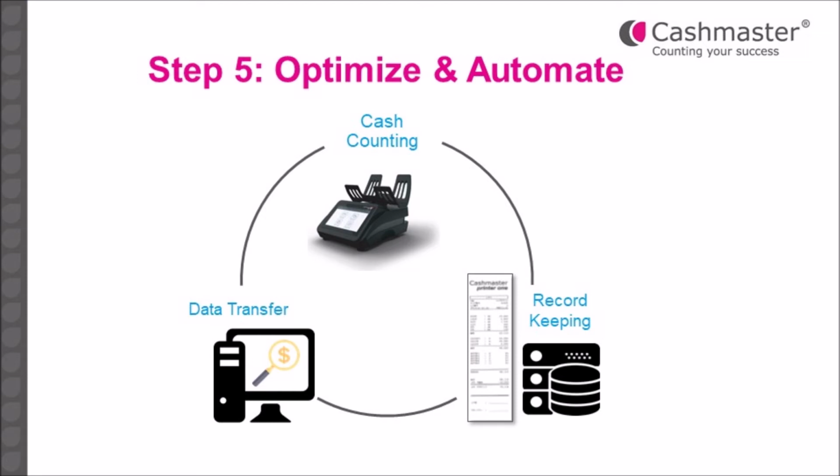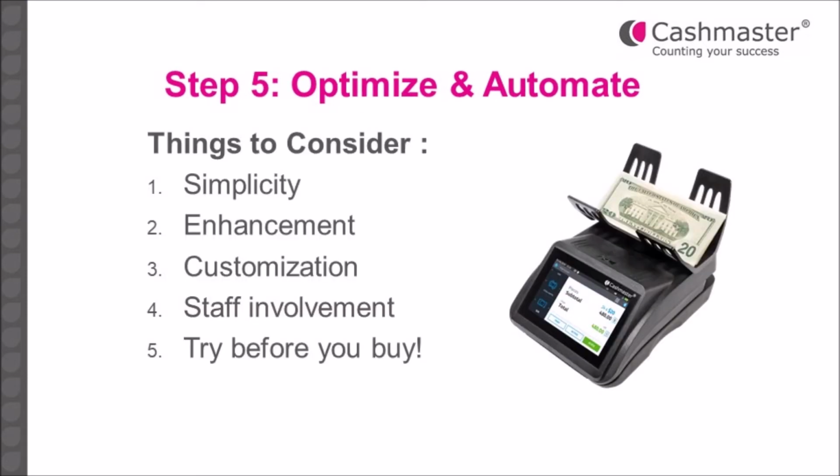Can you automate your cash counting process? Can you automate record keeping for greater accuracy? And can you also automate data transfer? Depending on your standard operating procedure, that's where you're going to figure out where you can automate and implement. So things to consider in your optimizing and automation. There's some things that you can't go back and automate. So it's also realizing what is going to help your business versus what could possibly hurt your business.